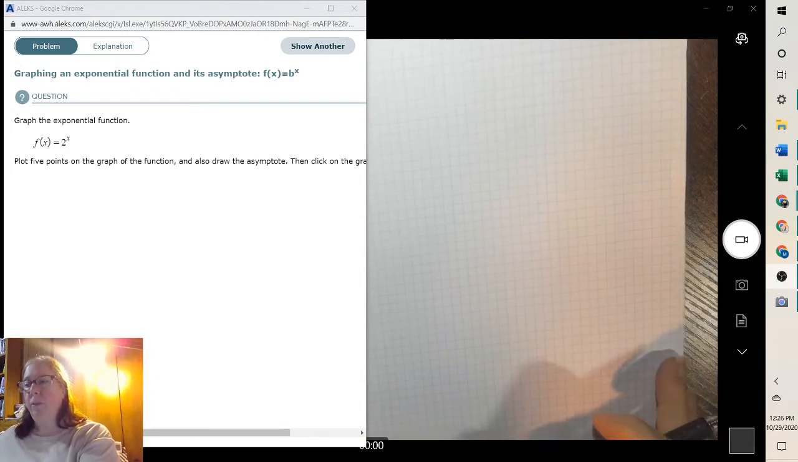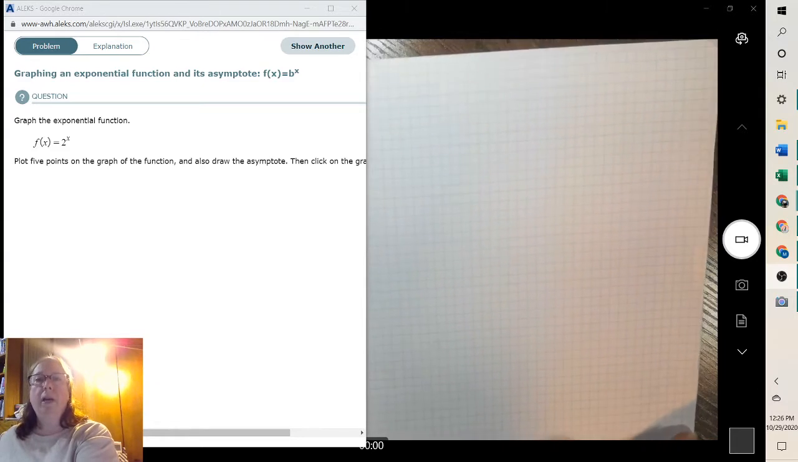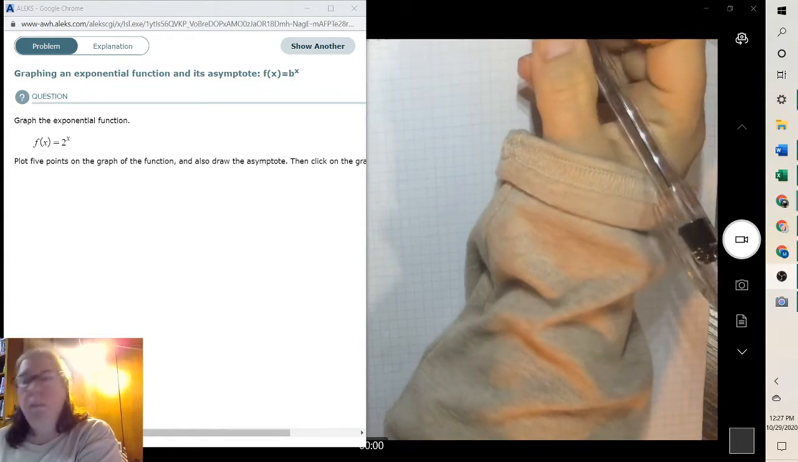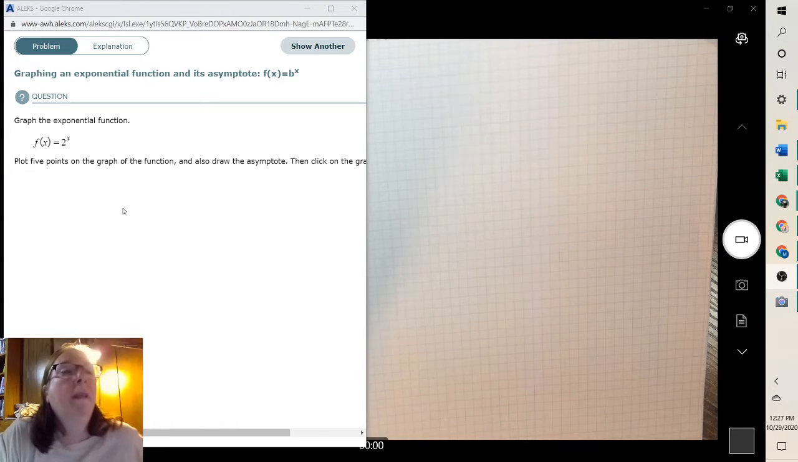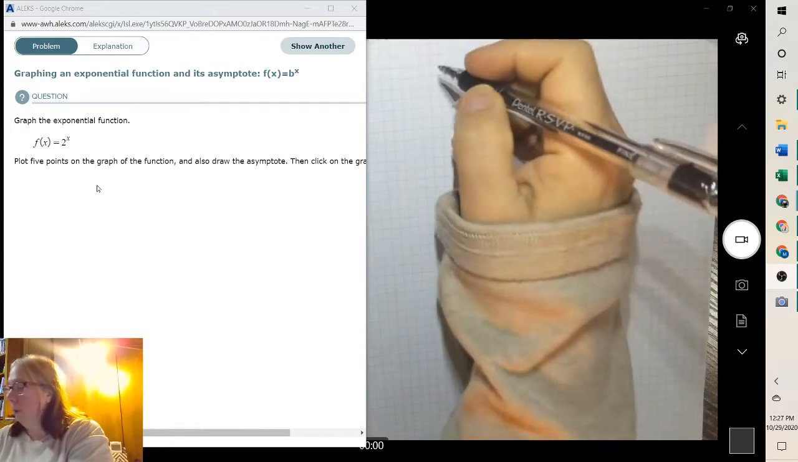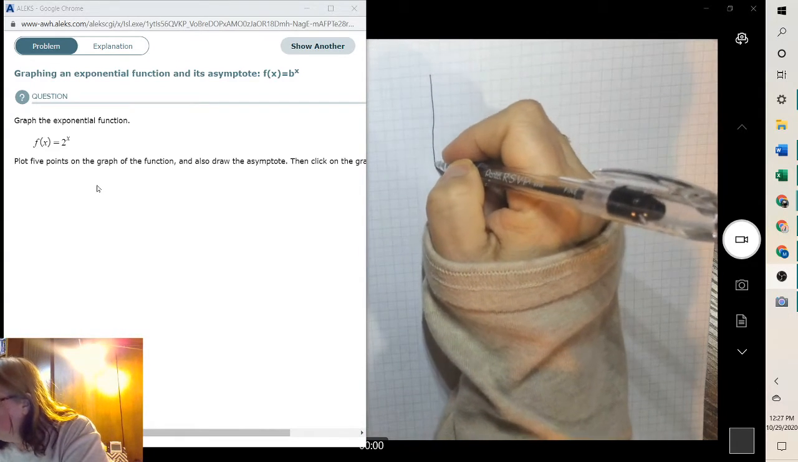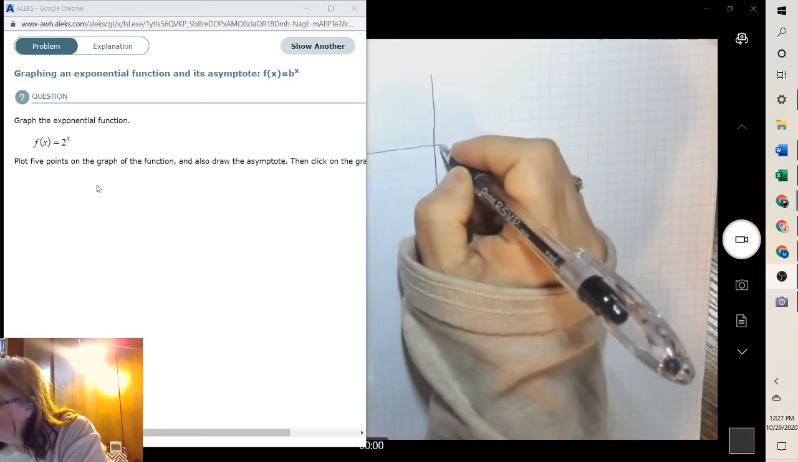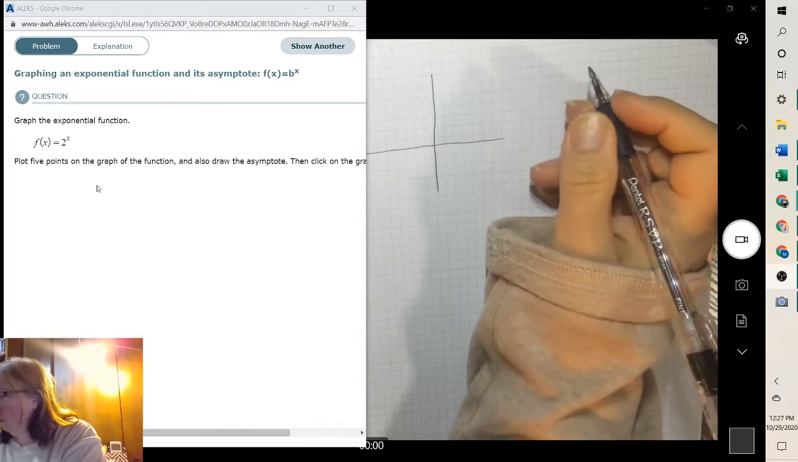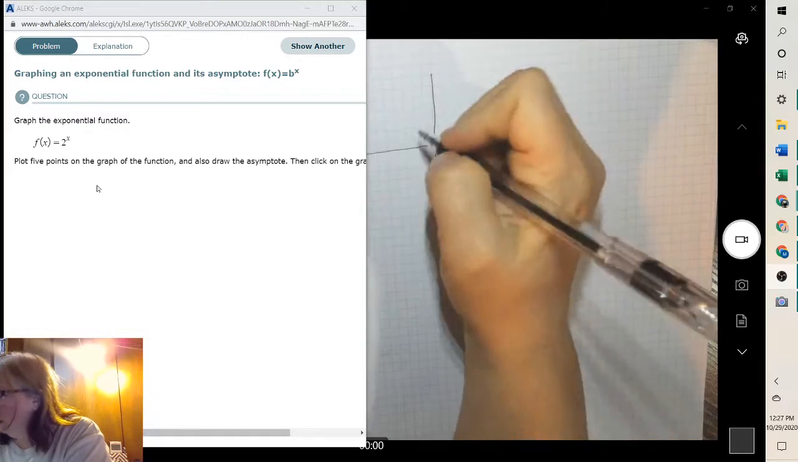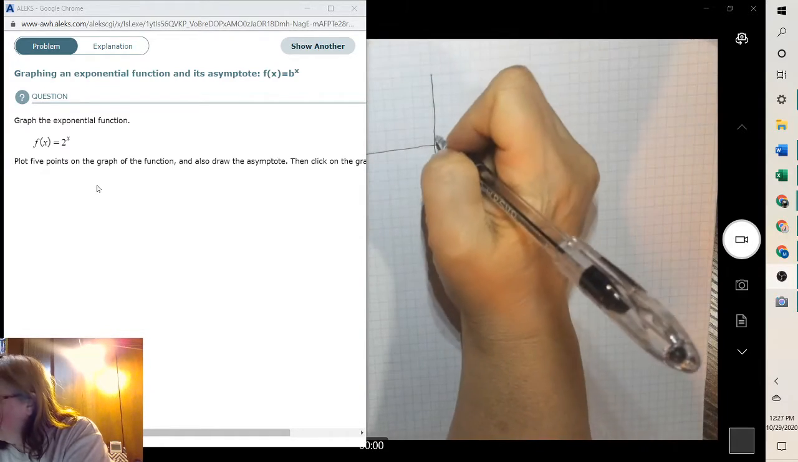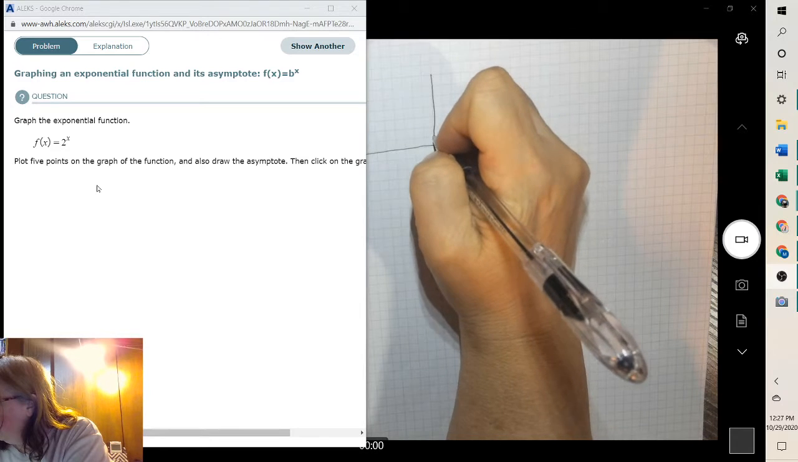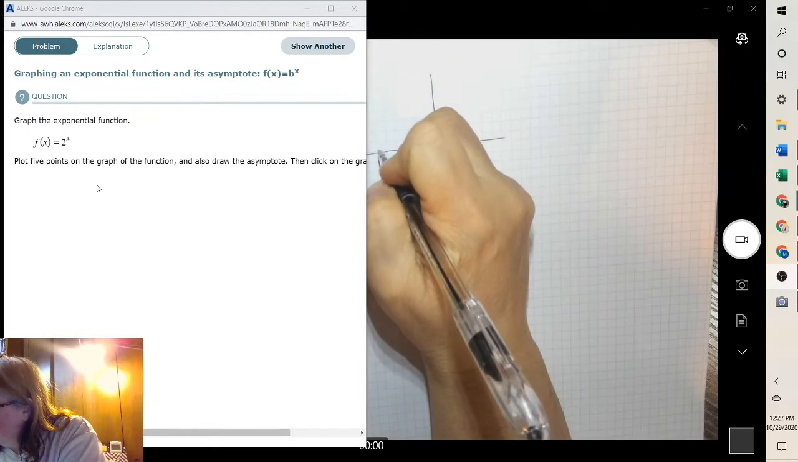Today we're going to do exponential graphs, and we're going to start with this one. Alex wants you to do it plotting 5 points. Now we know, since 2 is greater than 1, that it's going to be increasing, and we know that it crosses at 1 on the y-axis, and this is our graph.